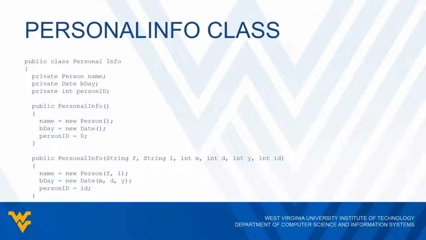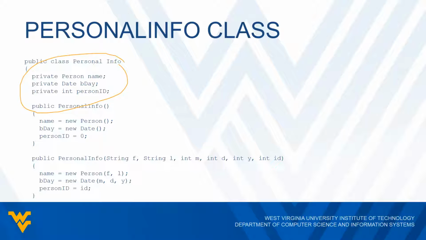Here is an example of the personal info class, or at least part of it. I couldn't get everything to fit into one slide, so you'll see the rest of the class on the next slide. The first thing I want you to take a look at are the instance variables up here. Notice that we have name, which is a reference variable of type person, and then we have bday, which is a reference variable of type date. So here is where we take advantage of composition, where we have members of the class that actually store objects of other classes. In this case, we're going to store an object of the person class and an object of the date class. Then of course, person ID is just some integer.